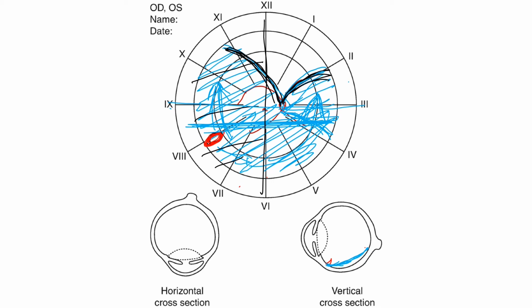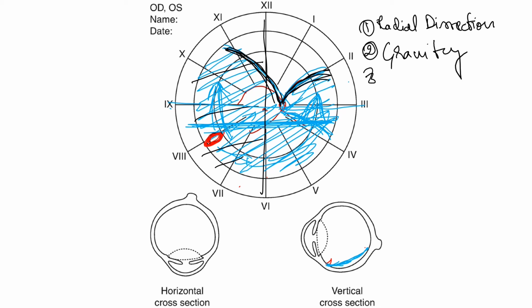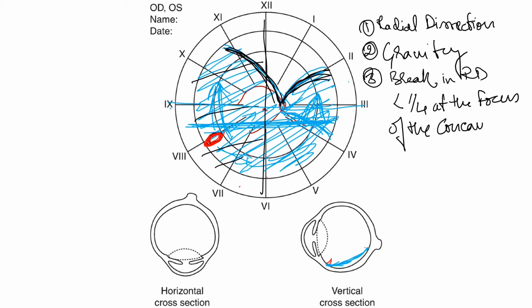So just revising what we had learned yet: number one is radial dissection, number two was gravity, number three was a very simple observation that the break in a detachment less than a quadrant would be lying at the focus of the concavity formed by the detached retina.